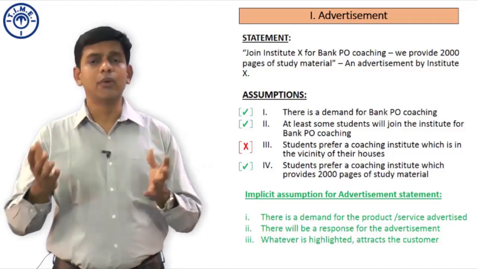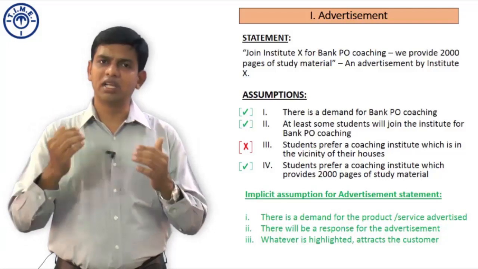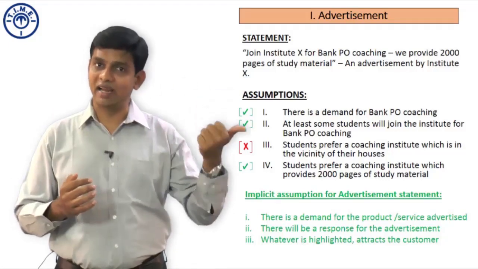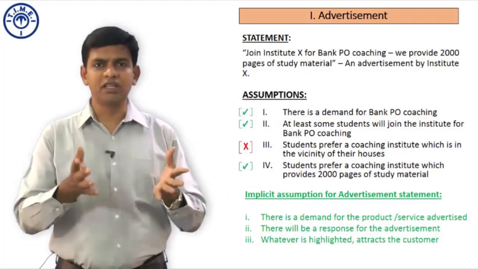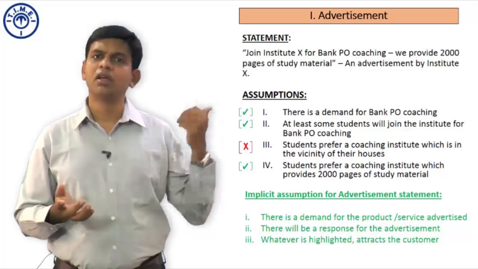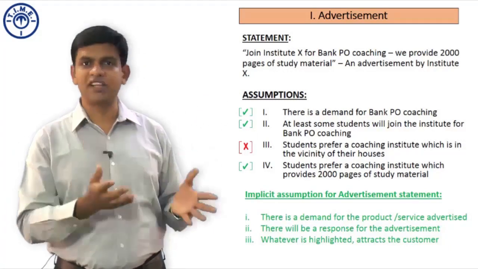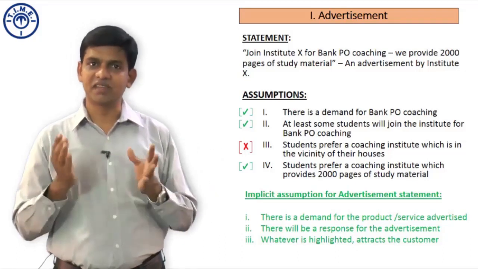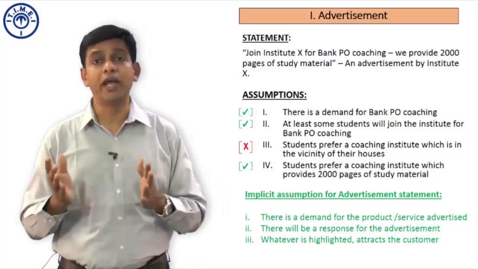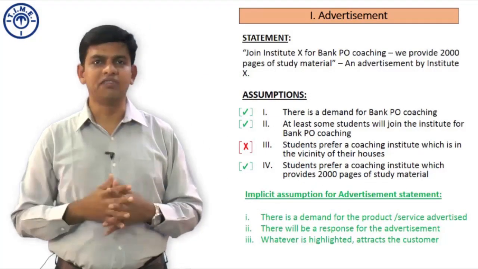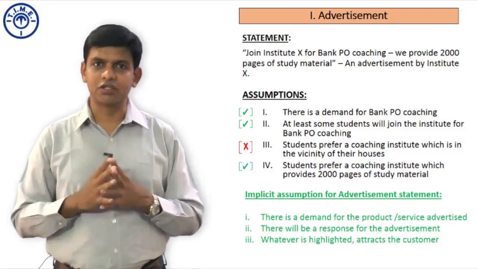So there are 4 assumptions and a statement given. Like I said at the beginning, we need to figure out whether these assumptions are implicit. That means whether the given assumptions are there as an idea or belief in the mind of the speaker before he made this statement. So in this example, who is the speaker? Institute X is the speaker because that is the one making the advertisement. So these assumptions have to be understood from the speaker's point of view, Institute X's point of view, before the statement is made. That means before this advertisement was given. So let's try to understand each of these points now.